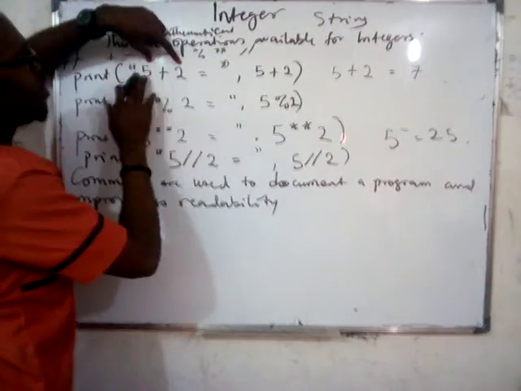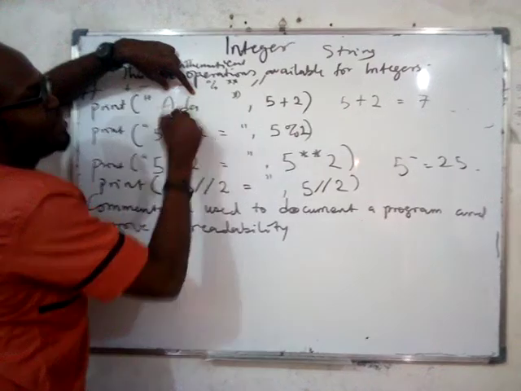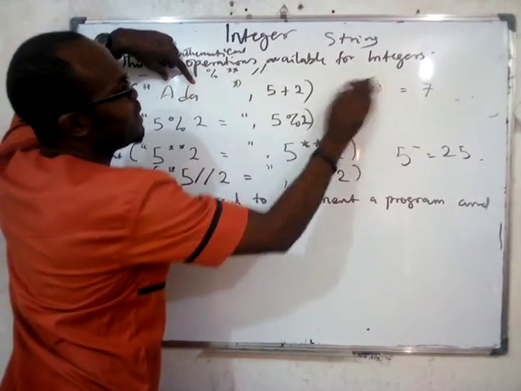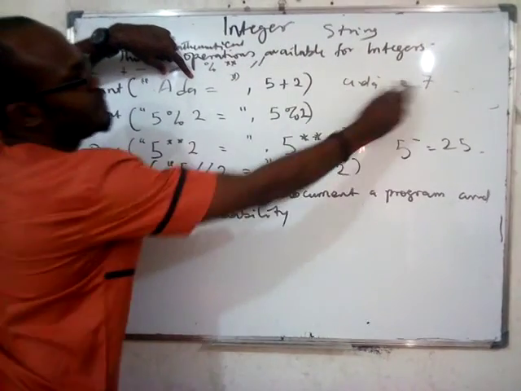Just like if, instead of putting 5 plus 2 here, you come here and write ada, it will bring ada equal to 7.